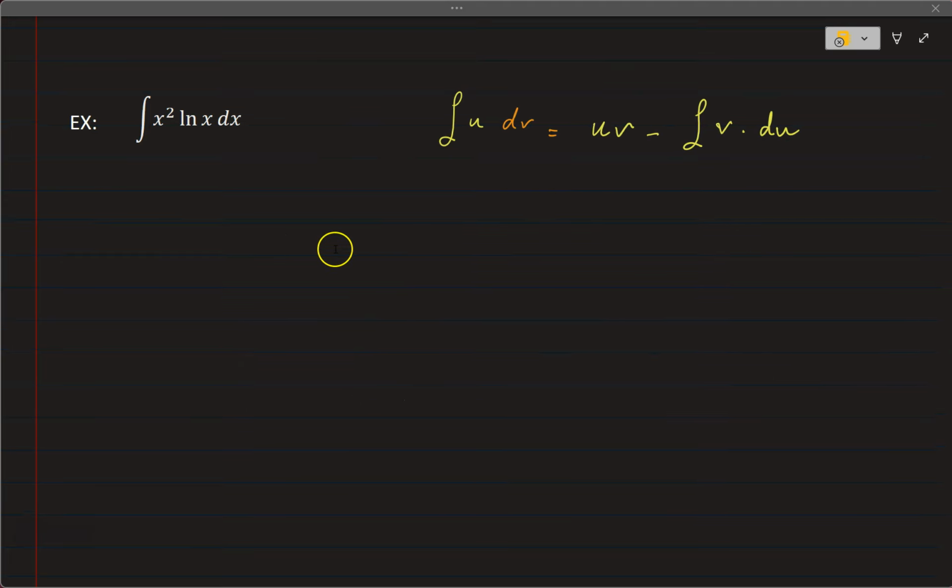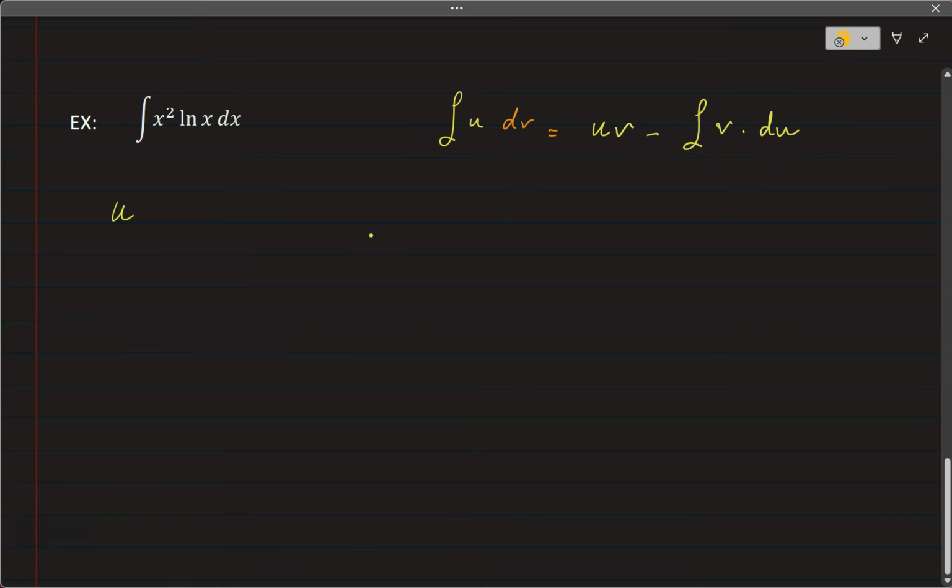Look at this example now: the integral of x squared ln of x dx. We want to find that integral, so let's go through it again. This time it will be interesting to see that if you start with u equal to x squared, it's going to get more complicated.